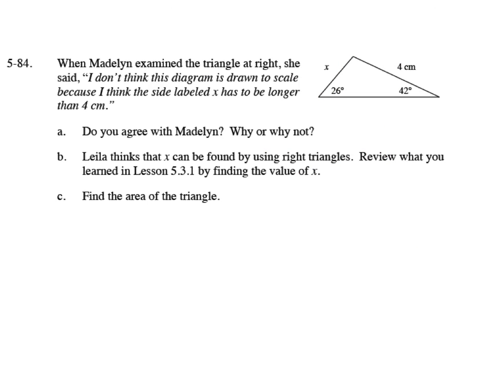In this problem, Madeline said, I don't think this diagram is drawn to scale because the side labeled x has to be longer than 4. Do you agree? Yes, I would totally agree. Because if this is 26 degrees and this is 42, the side length across from the 42 has to be larger than the side length across from the 26 degrees. And so x therefore has to be larger than 4. That's really reiterating the same thought that we did in the last problem. Don't worry about these last two.